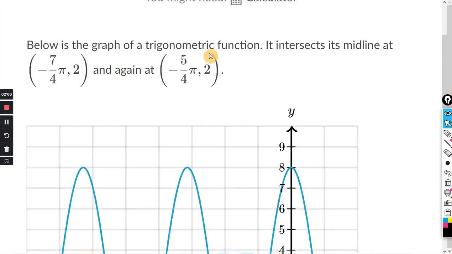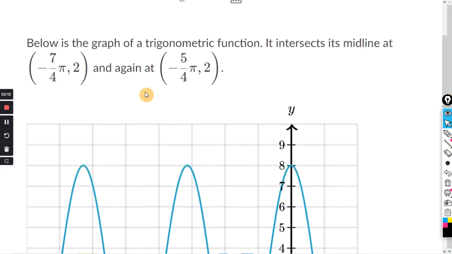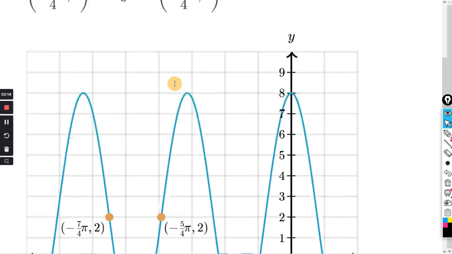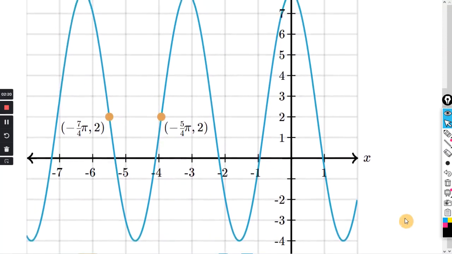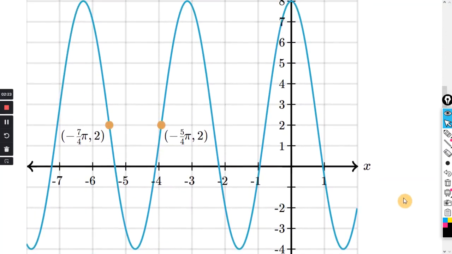Okay, below is the graph of a trig function. It intersects its midline at these coordinates. Okay, and these coordinates are written on the graph. And it says, what is the period of the function? Give an exact value. All right, let's see.